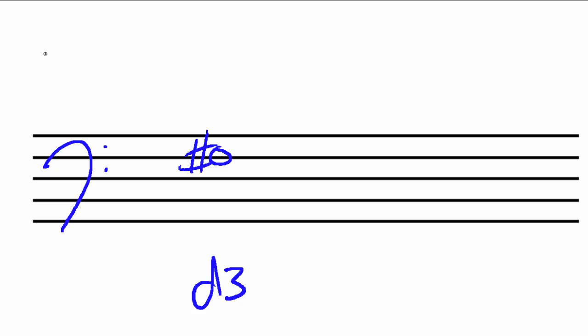A diminished 3rd above F sharp. Well, 3rd is going to mean A. In fact, this gives us a minor 3rd, so you need A flat. That gives us a diminished 3rd.